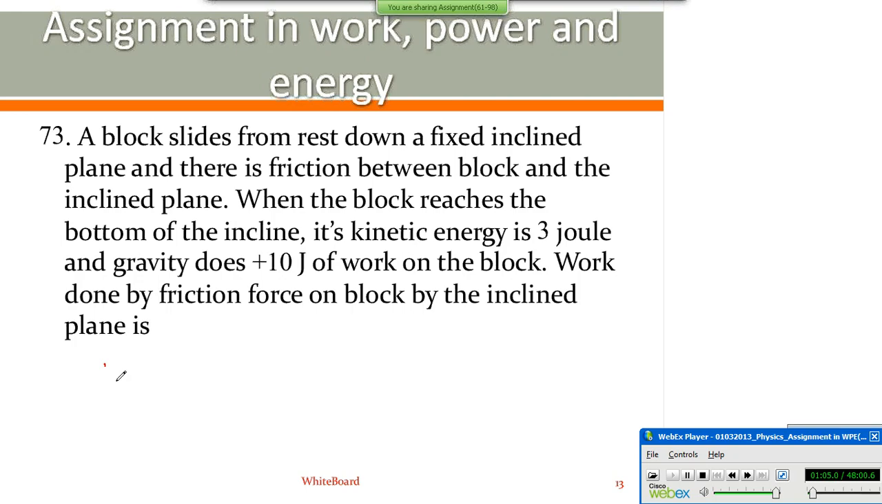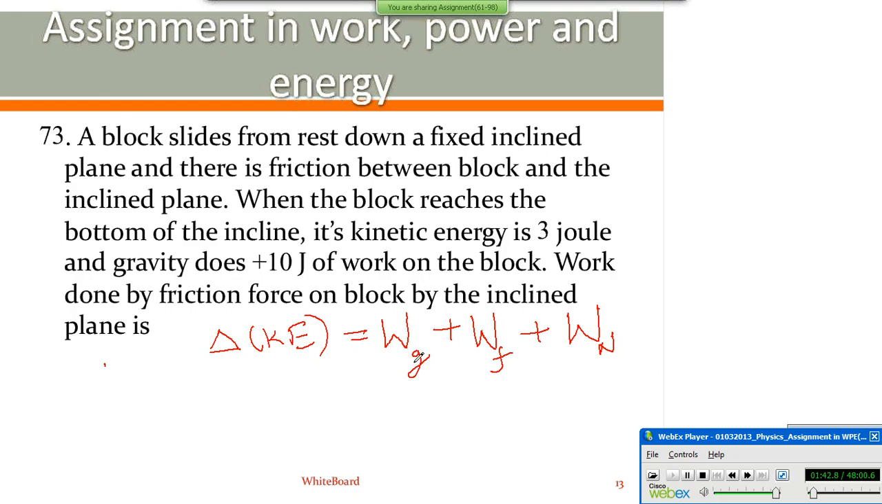According to the work energy theorem, change in the kinetic energy of the block is equal to the total work done by all the external forces acting on the block. That is, change in the kinetic energy of the block is equal to work done by gravitational force on the block plus work done by force of friction on the block plus work done by the normal reaction force on the block by the inclined surface.